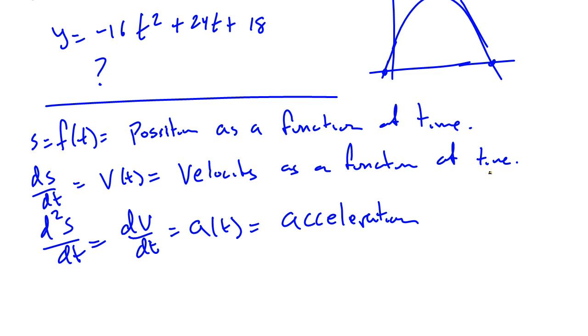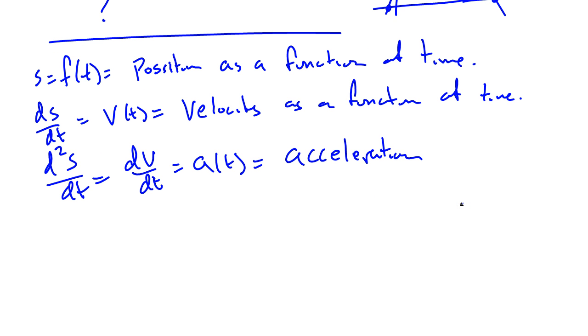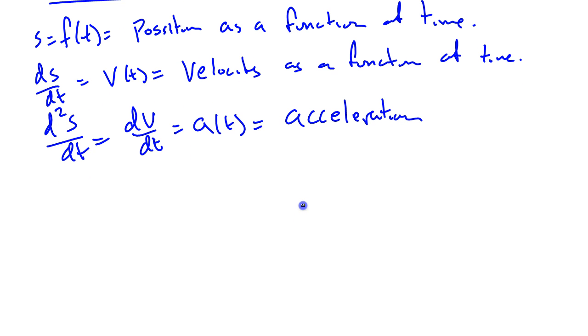And you can keep going. You take the derivative again, you get the jerk, you take the derivative of that, you get the rate of change of the jerk, and anyway. But now I can work backwards. Rather than starting with the position and asking about velocity and acceleration, I can work backwards.